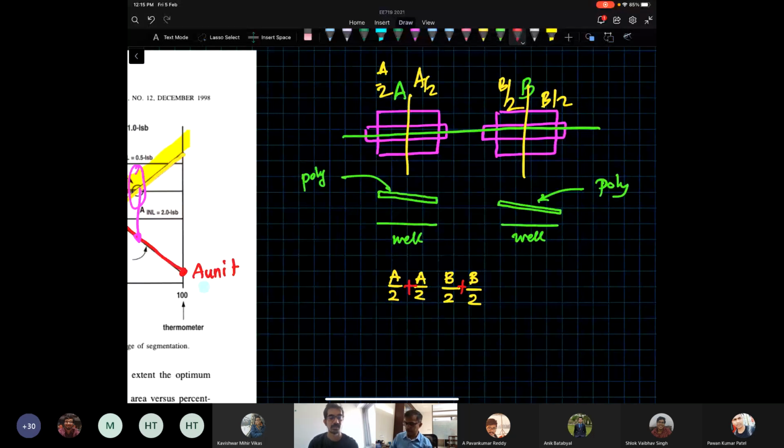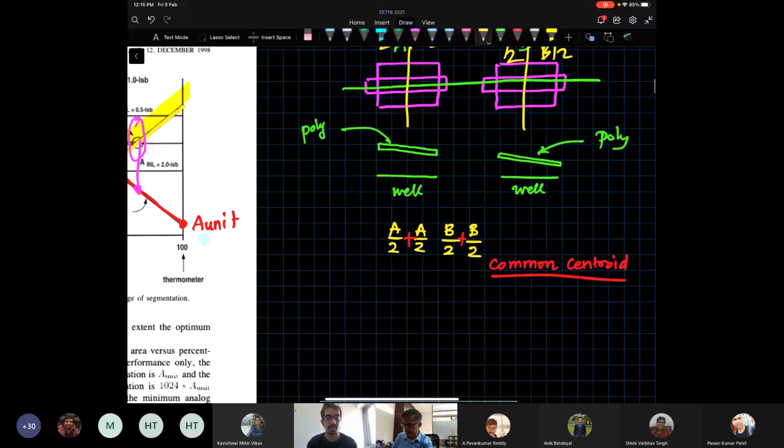And that's where common centroid design comes in. So how do you do common centroid? What I will do now is draw the transistors in such a way that I have A by 2 and then B by 2, then B by 2 and then A by 2. So I have just separated the transistors. Don't worry about the connections; those we will take care of in metal.